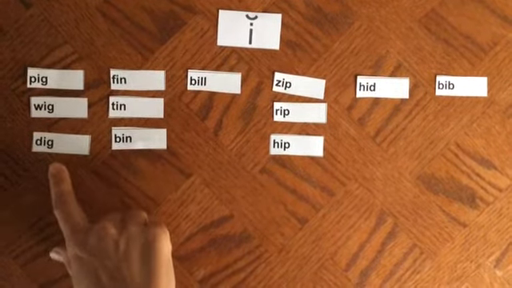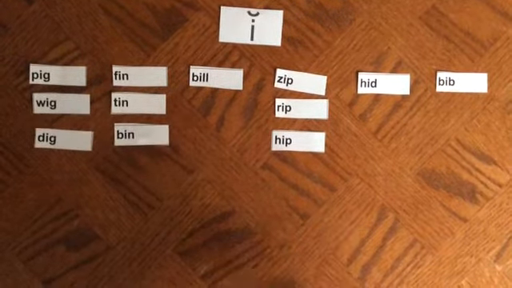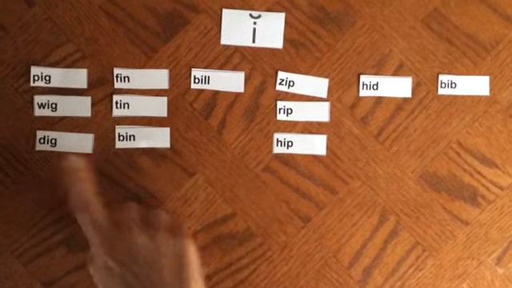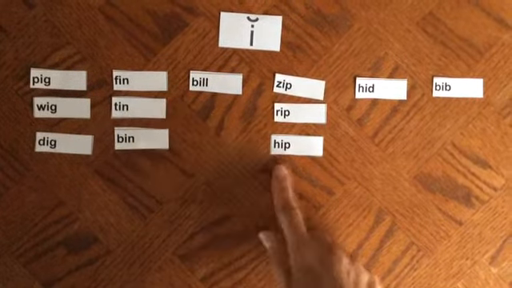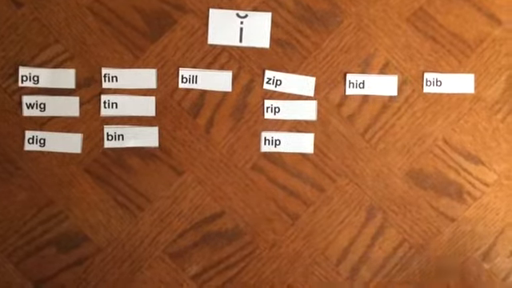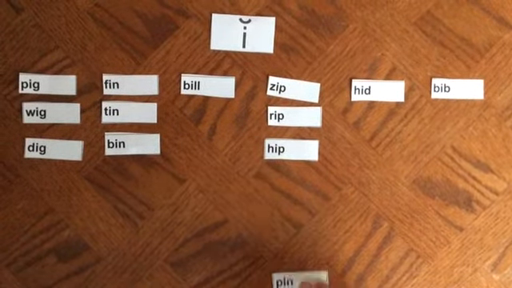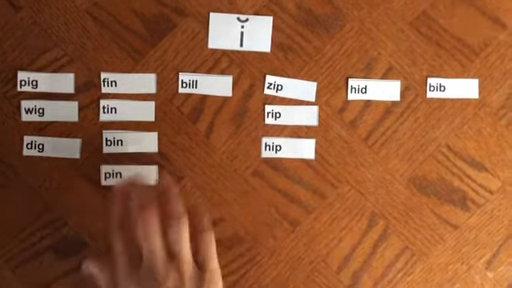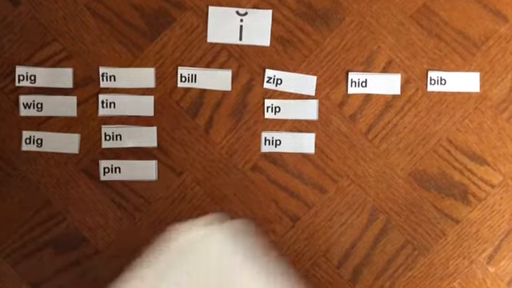So the ending of each word, they had to find which word family they were part of. So this is the ig family, the in family, il, ip, id, ib, and then they would continue on with the rest of the group. Here's another in word.